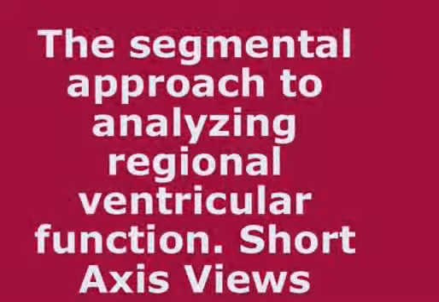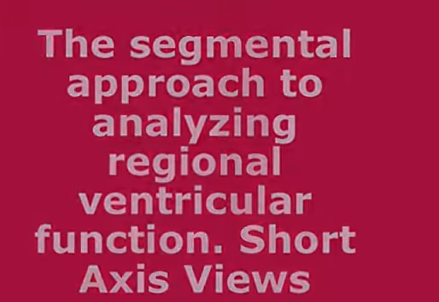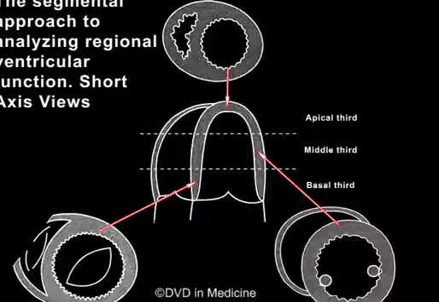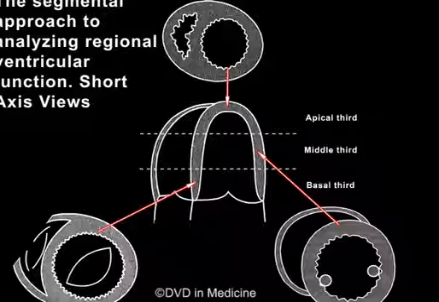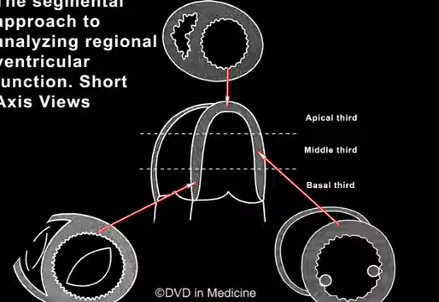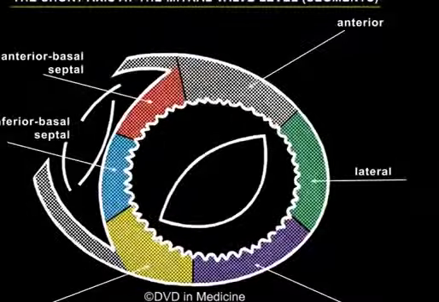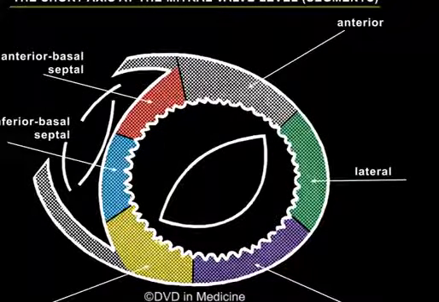The segmental approach to analyzing regional ventricular function. Short axis views. Four views are used for regional wall analysis. The longitudinal and short axis examinations complement each other and give one the opportunity to look at essentially the same segments in more than one view. In longitudinal views, we divide the left ventricle into basal, middle, and apical thirds. The short axis at the mitral valve and papillary muscle levels are divided into 6 segments, whereas the short axis at the apex has 4 segments.